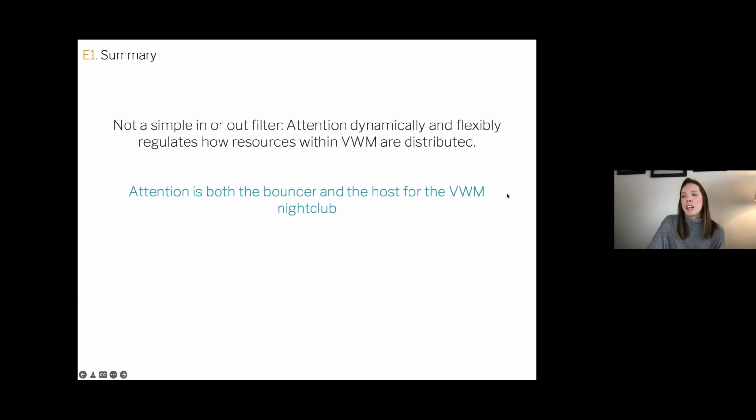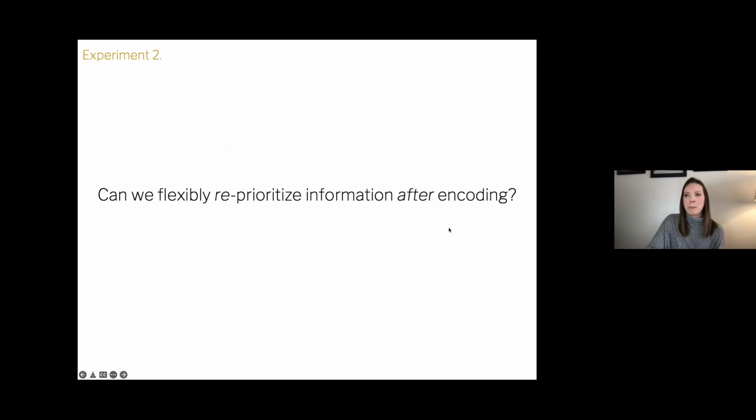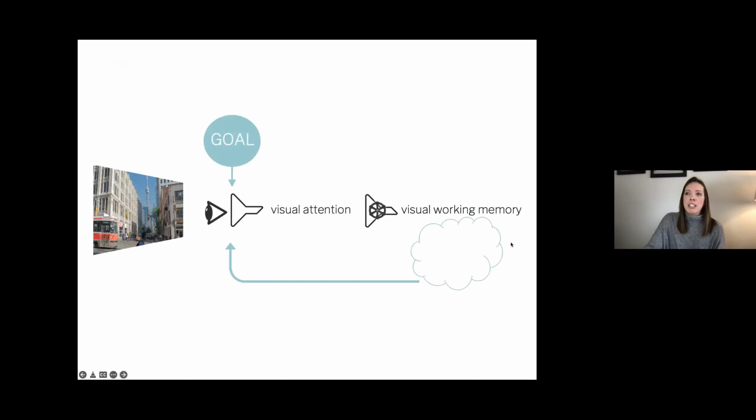Okay, so attention really does seem to be operating really flexibly and dynamically here at encoding. But what are the limits to this flexibility? Can we flexibly reprioritize information after encoding has already taken place? Behaviors don't always rely on information that is directly in front of you.